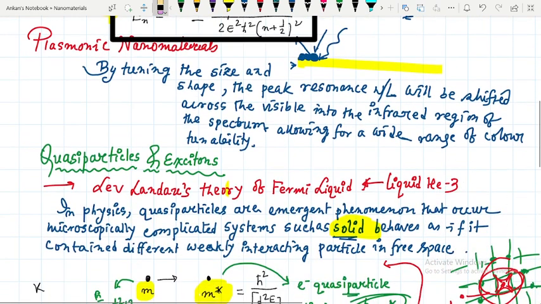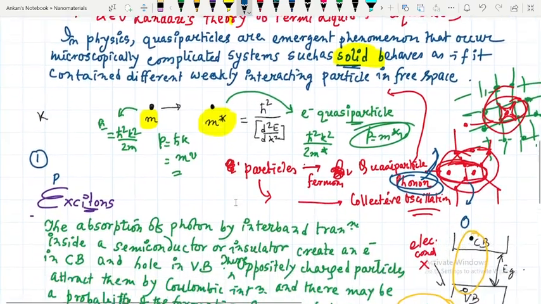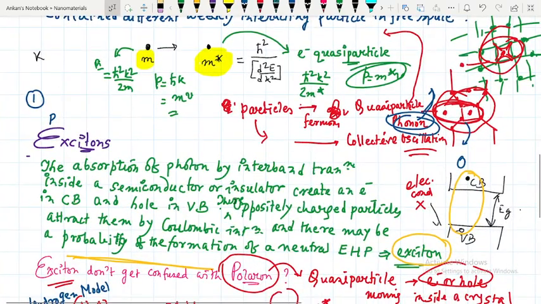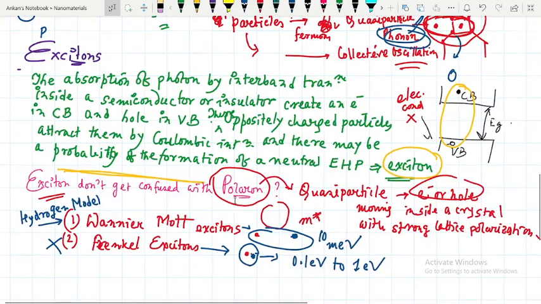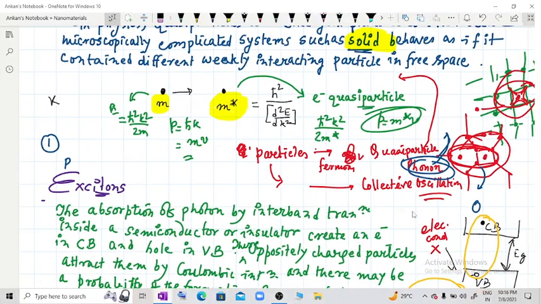Quasiparticle was something, you can say, a dressed particle. Quasiparticle can be simply said to be a dressed particle, which is made up of some real particle. We can free the real particle, but we cannot free the quasiparticle present inside a material. That I have already told you. Next, the excitons are present inside certain semiconductors or insulators, where due to the absorption of a photon by the interband transition, an electron and hole pair is formed, and the excitons can be classified into two classes: Wannier-Mott excitons and Frenkel excitons.